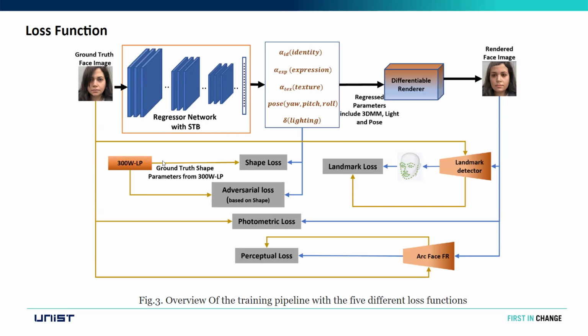So this is not a very attractive way of calculating loss, but it might help to reconstruct the shape when there is a huge occlusion, and that kind of situation can be easily remedied by using this 300W LP dataset ground truth shape. And based on that, they give it to the backpropagation for this Swin transformer block.